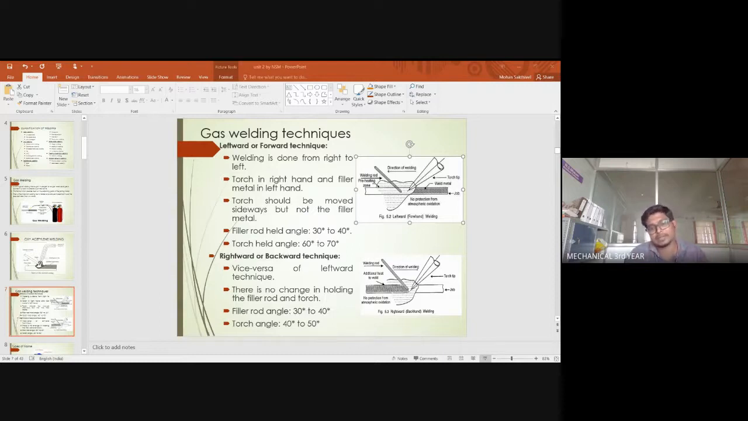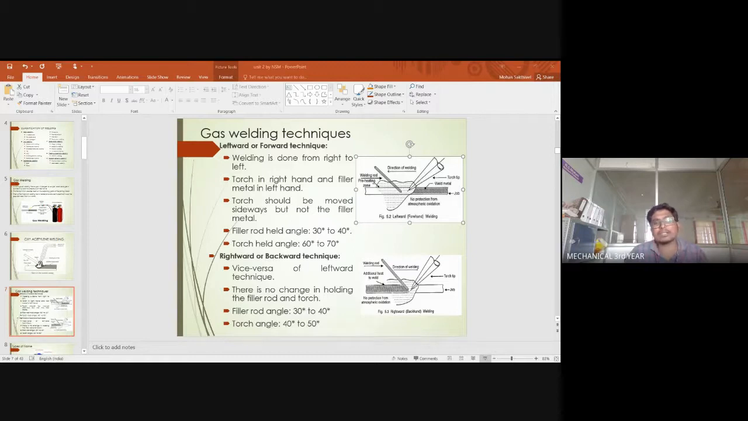Here the gas is used for shielding against atmospheric interaction in order to provide a better weld. Filler metal is used in order to fill the gap between the plates. So we are using a tungsten electrode, which is considered to be the non-consumable electrode, and we are using filler metal here.